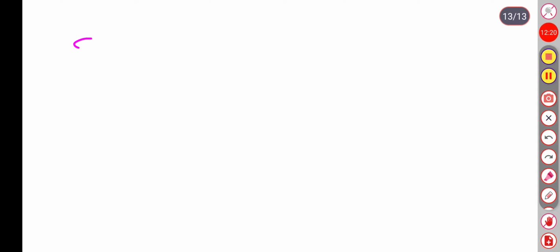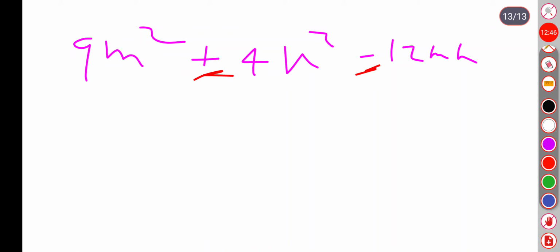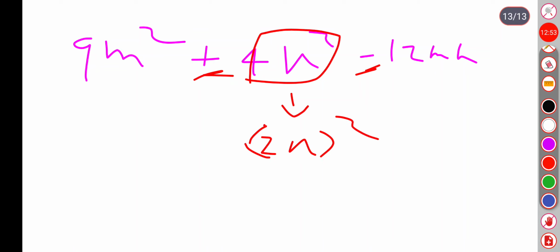Now next question I have is 9m square plus 4n square minus 12mn. So actually in this case you can see the middle term is not negative, but the last term is negative. So this is a jumbled expression. The terms are jumbled a little bit. We have the commutative property, so that is allowed in addition. So what we could check is, is this a perfect square? Yes, we could write it as (2n) the whole square. (2n) the whole square is 4n square.